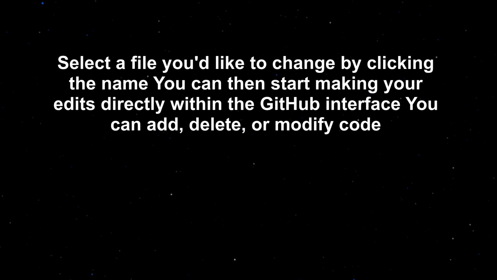Select a file you'd like to change by clicking the name. You can then start making your edits directly within the GitHub interface. You can add, delete, or modify code.